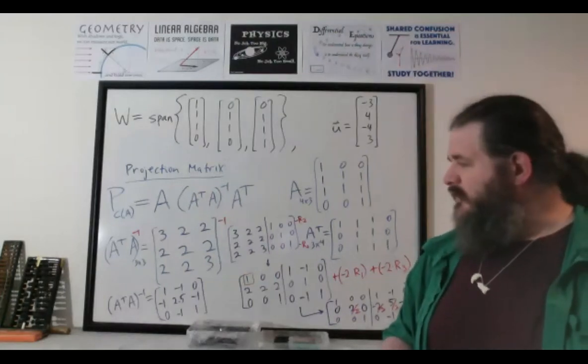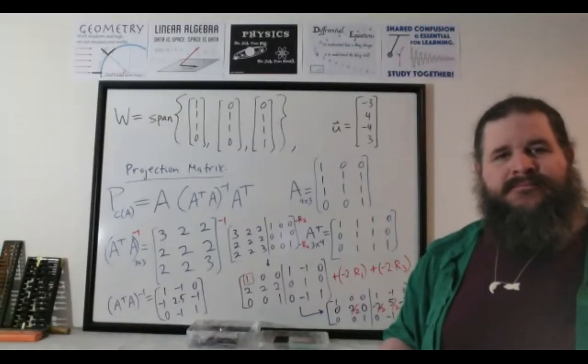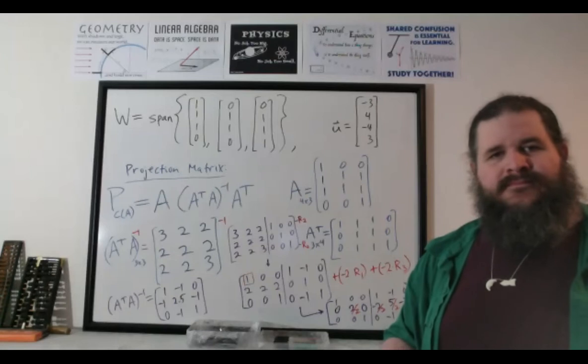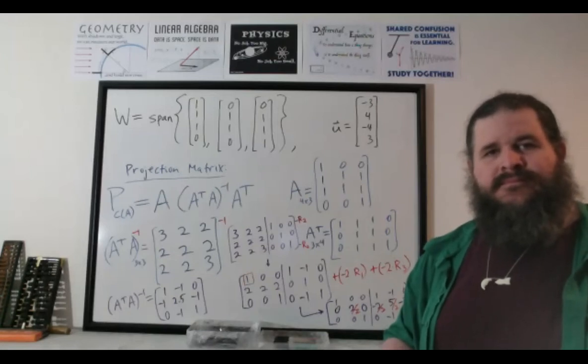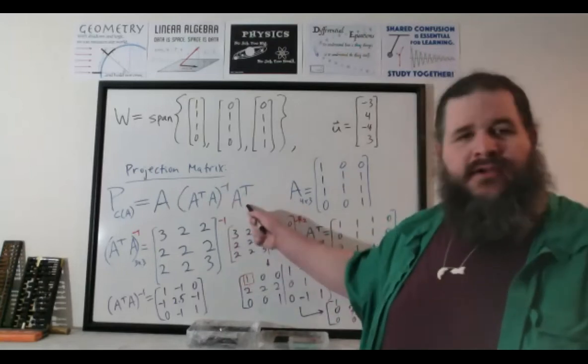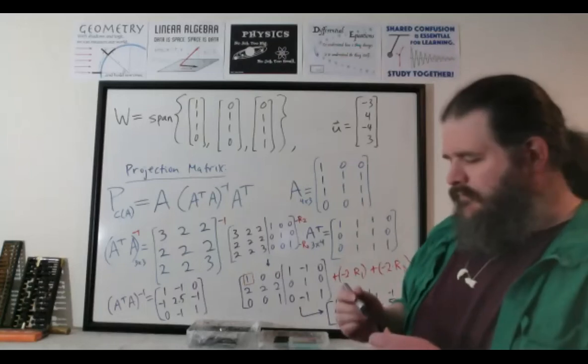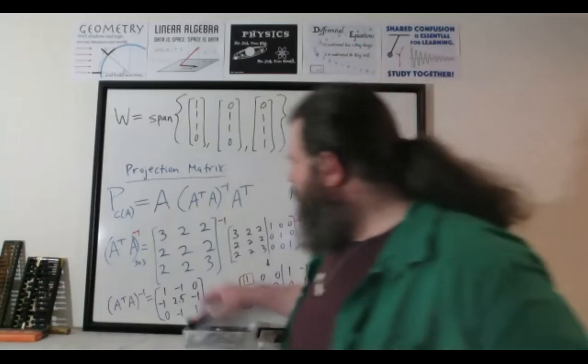So now that we've got A transpose A inverse, what do we do with that? Multiply it with A transpose on the right, and also A on the left. So we'll just combine all those together and let's see what that's going to look like.